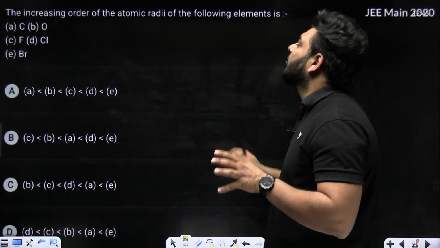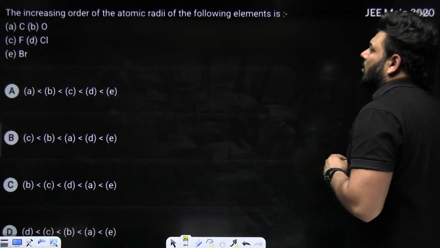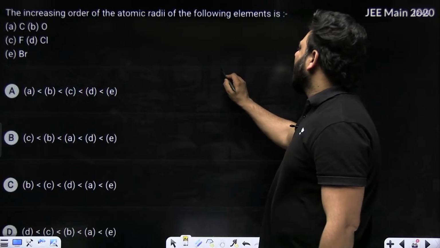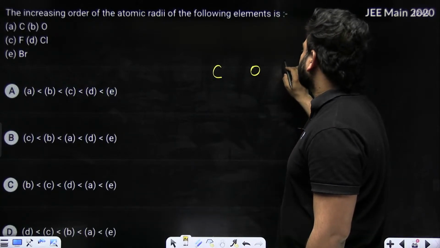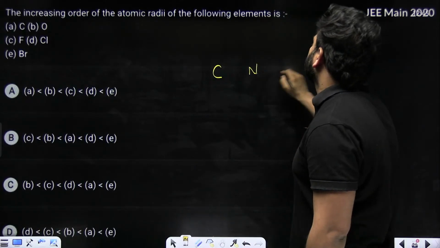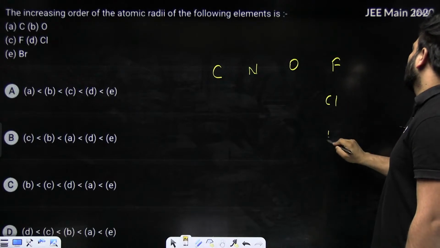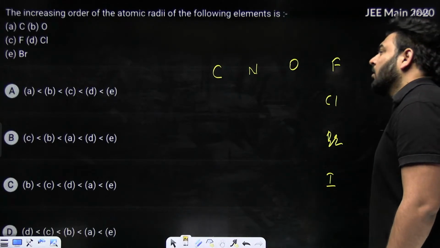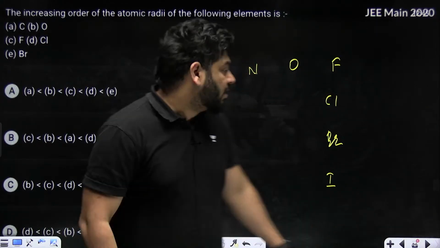Now this is some different question. Increasing order of size out of these all. So this is carbon, nitrogen, oxygen, fluorine, chlorine, bromine, iodine. So what do you think? Bromine should be the highest size.